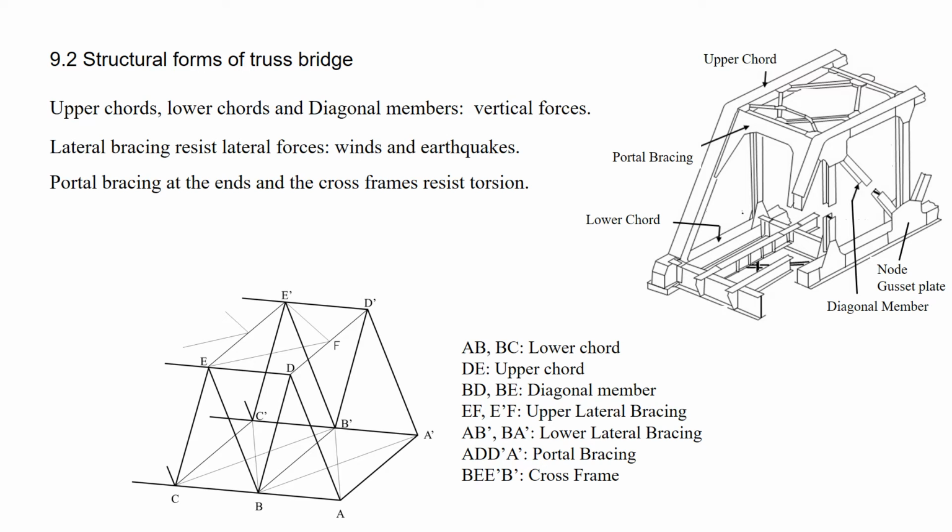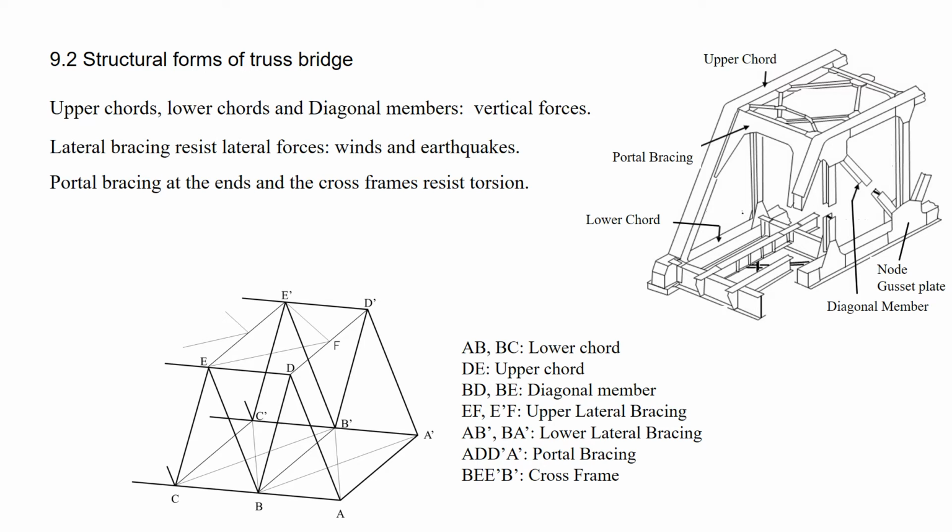9.2 Structural forms of truss bridge. Please look at the two illustrations. A truss plane consists of the upper chord, the lower chord, and diagonal members, which resist vertical forces. Lateral forces, such as winds and earthquakes, are resisted by the lateral bracing, which also consists of truss members.